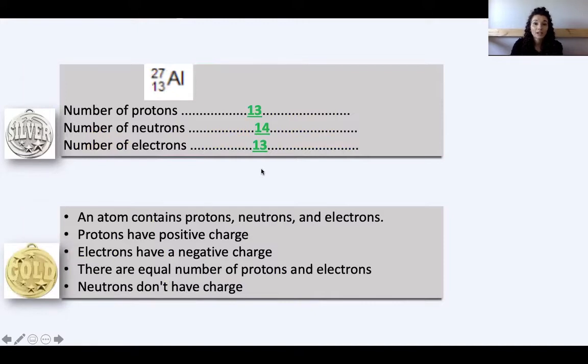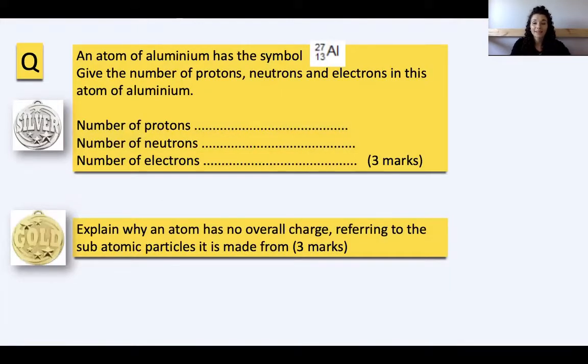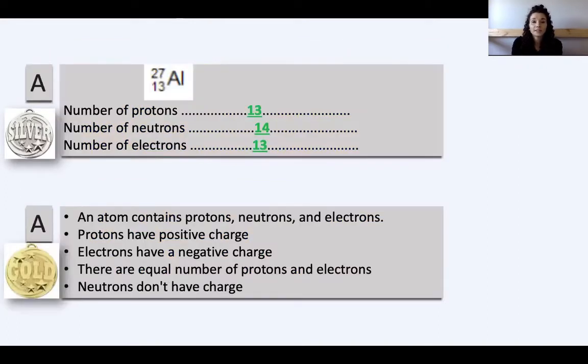Now, the next question was why an atom has no overall charge, referring to these subatomic particles that we've just learnt about. The answer is because an atom contains protons, neutrons and electrons. Protons have a positive charge, electrons have a negative charge, so they balance out, and neutrons have no charge. There's an equal number of protons and electrons to balance the atom out to neutral.